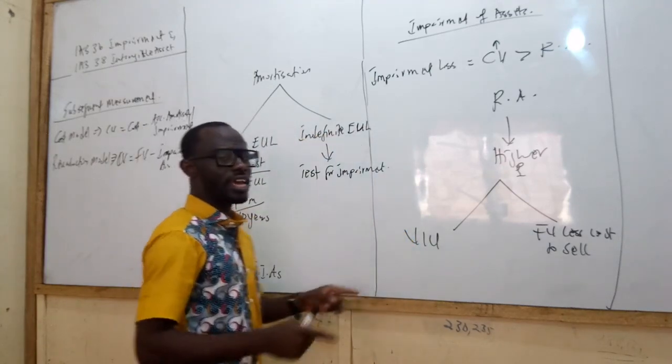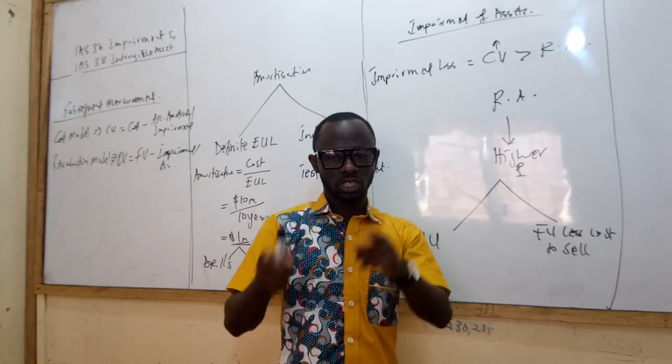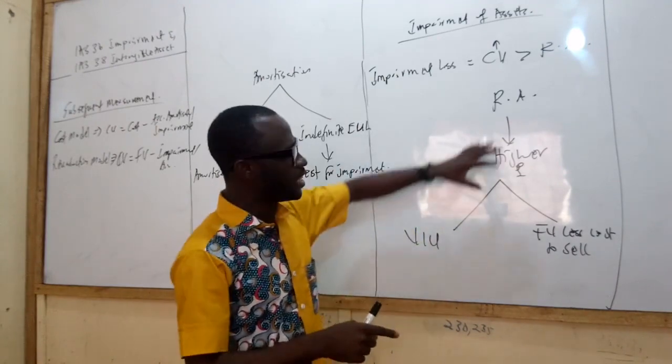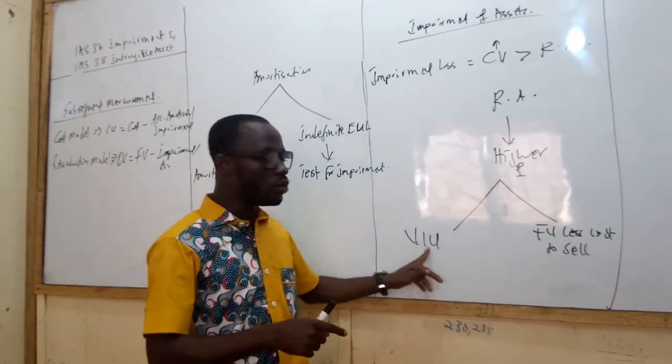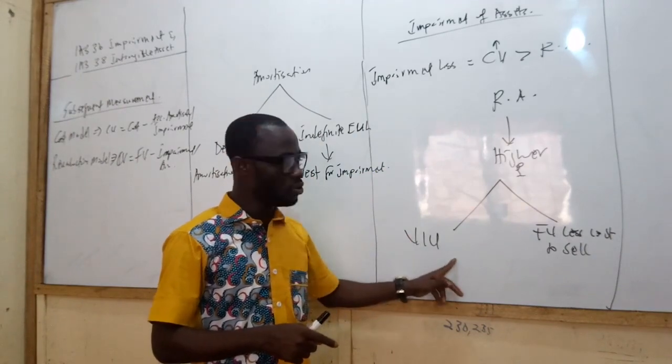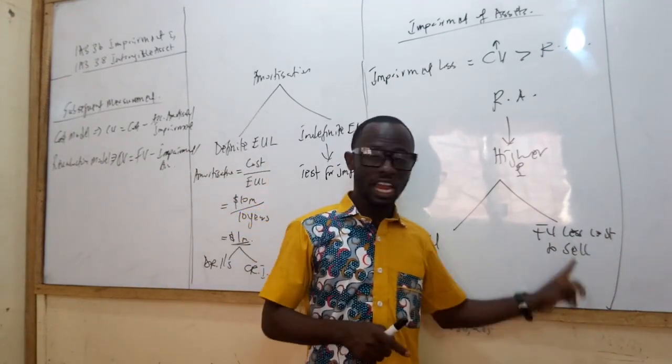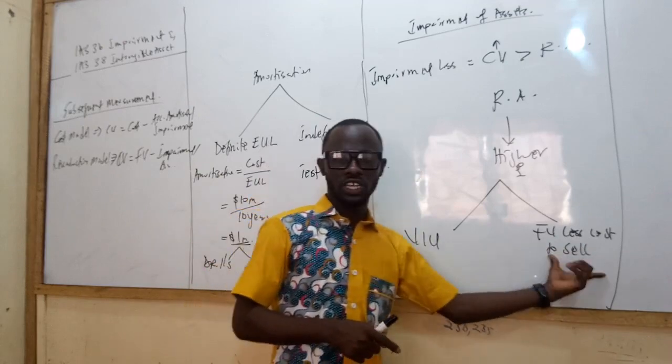But then the question is, how do we get a recoverable amount? To get a recoverable amount, it is going to be the higher of value in use, that is VIU, and fair value less cost to sell. So the higher of these two.